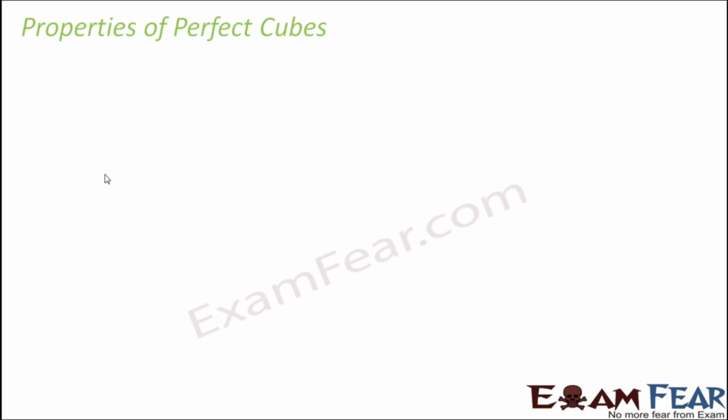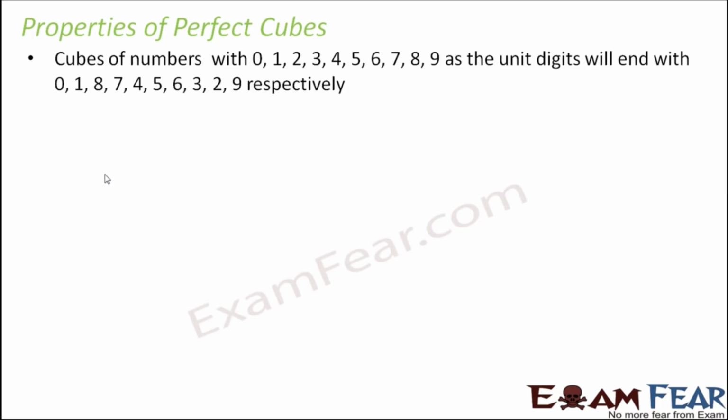So let us talk about the properties of perfect cubes. Now since these numbers are special, they also have some special properties. So the first property is cubes of numbers with 0, 1, 2, 3, 4, 5, 6, 7, 8, 9 as the unit digits will end with 0, 1, 8, 7, 4, 5, 6, 3, 2, 9 respectively. Quite complicated statement, isn't it? Well, but it is actually not that complex.